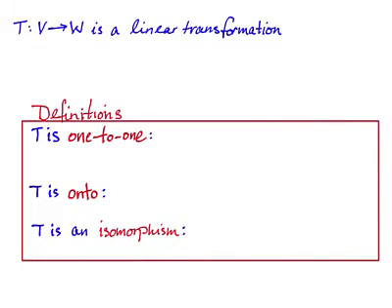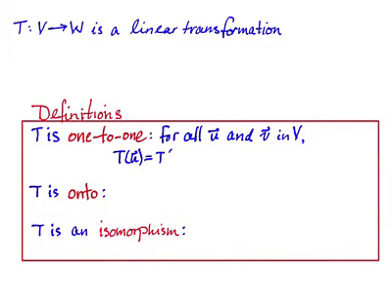So the linear transformation T is said to be one-to-one if for all u and v in the domain, T of u equals T of v implies that u and v are the same vector. So it basically means that anything that gets hit in W only gets hit by one thing. It can't get hit by more than one thing. The pre-image of anything in the range just contains one vector.